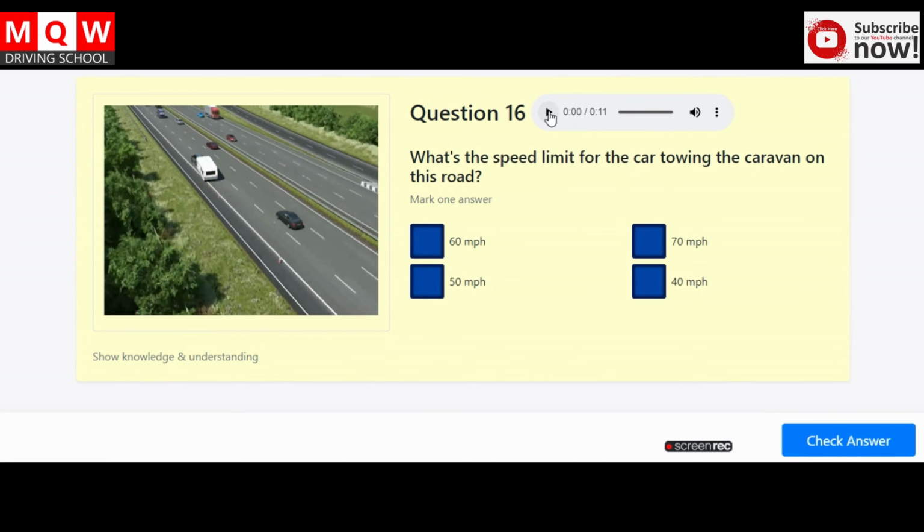So question number 1. What's the speed limit for the car towing the caravan on this road? 60 miles per hour. 70 miles per hour. 50 miles per hour. 40 miles per hour. This is a motorway, dual carriageway style, and that is why for a motorway caravan it is 60 miles per hour, 10 miles less than the original, which is 70. Okay, that's your answer, and that's your correct answer.